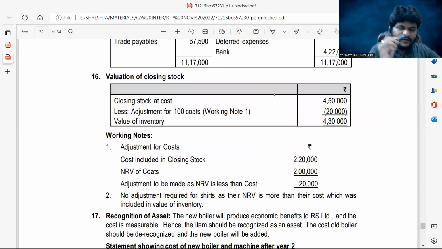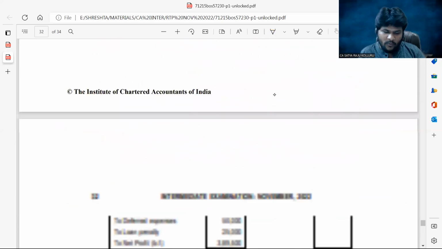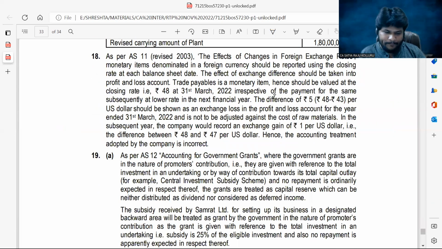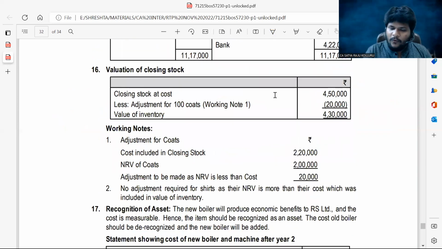If you want, you can cross check the answer with the answer given in the RTP. Just a moment. Yeah. So 4,30,000 is the value of inventory you need to report. That's it. For point number 1, you need to reduce 20,000. For point number 2, no adjustment. Am I right, guys?